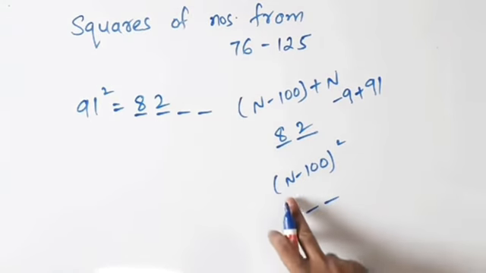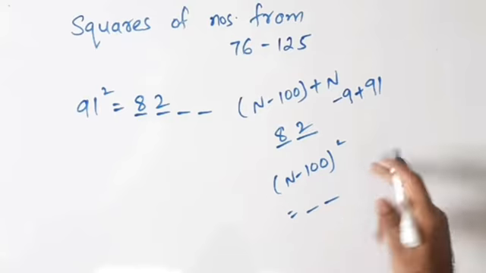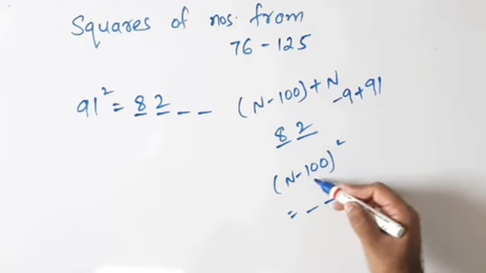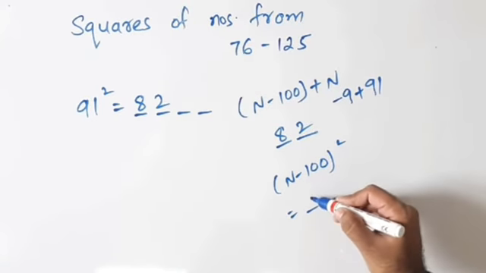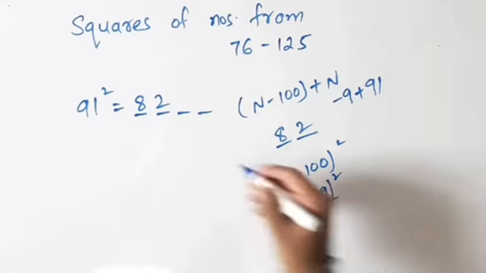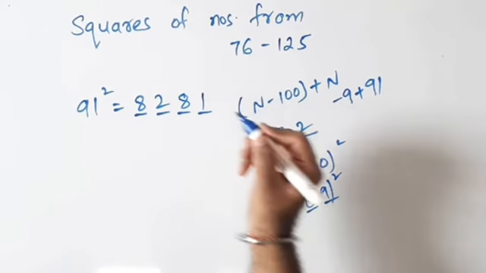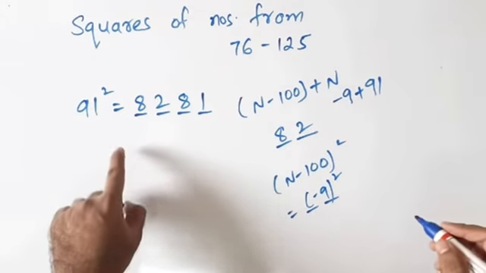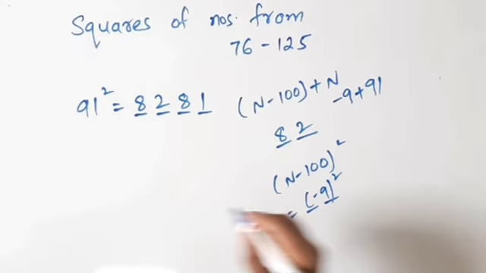Last two digits very easy. N minus 100, you know, 91 minus 100 is minus 9, the whole square. So we got here 81. Simple, students, isn't it? One more I'll take.